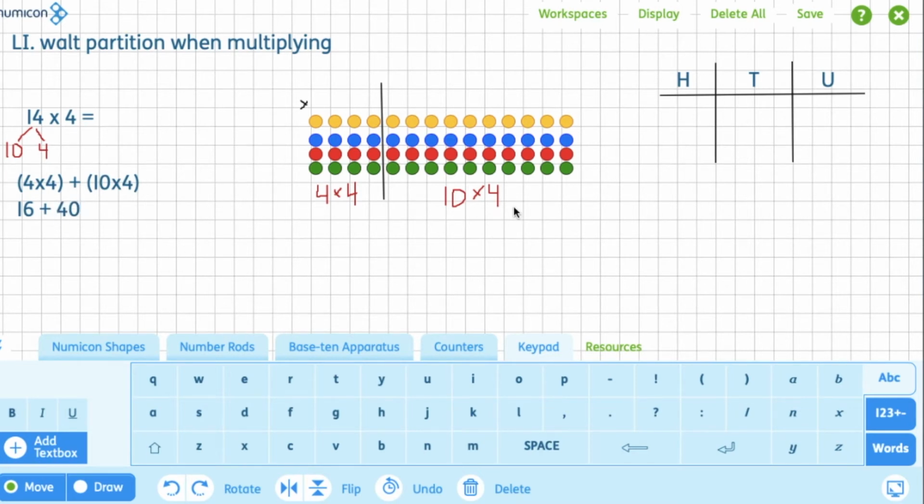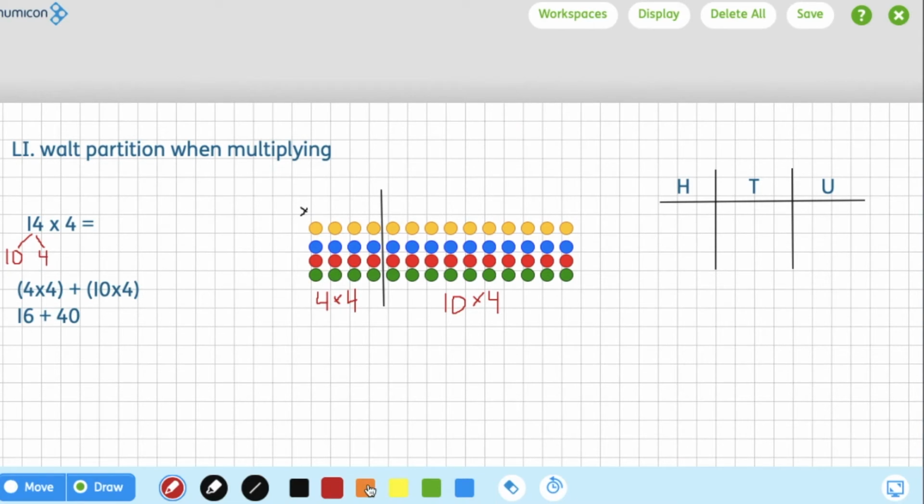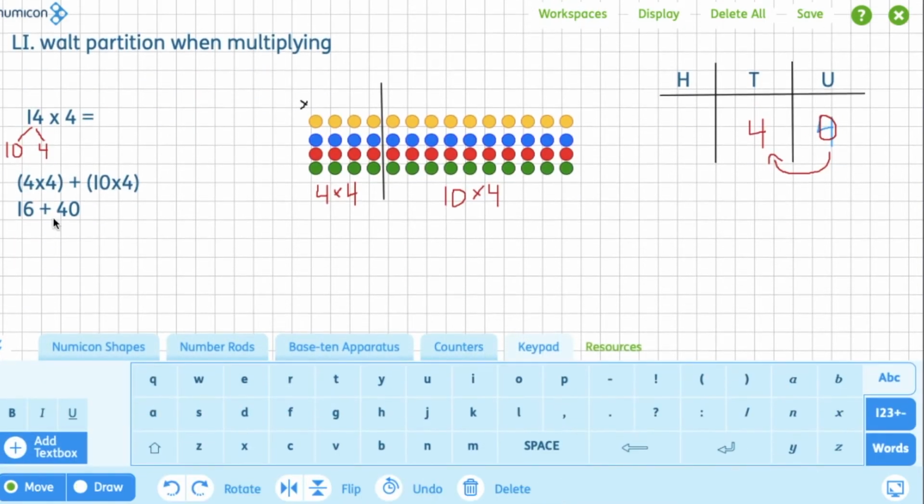Just a quick reminder that if you have any number at all and you're scaling it up by 10, so you're multiplying it by 10, you're just moving it one column to the left. So that 4 becomes 4 tens, and then we need a placeholder in its place, and it becomes 40. So any number times 10, just scoot it over to the column on the left, which is the tens column, and then add a placeholder in the units. So we've got 16 plus 40, and 16 plus 40 is equal to 56. So 14 times 4 is actually equal to 56.